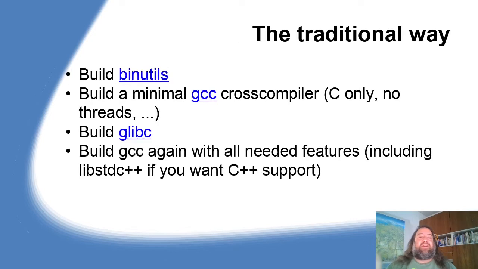Let's take a look. The traditional way is building GNU binutils first, then building a minimal GCC cross-compiler that talks only C, that doesn't have threads, doesn't support any target-specific features. Then you build glibc for your target, and then you build GCC again with all the features that were missing before. That was necessary because those GCC features need to link to libc.